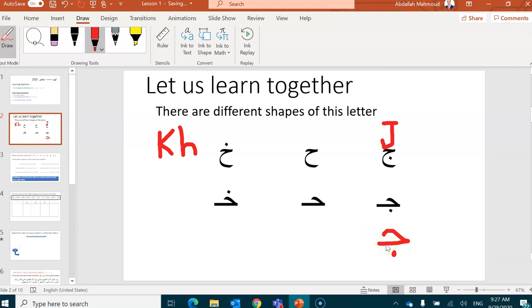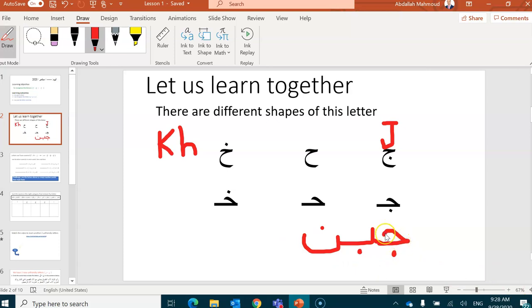Of course, these three are friendly letters. That means they do join. So let's say I'm joining it to ba, ja, ba. Maybe I'll end the word with na, jubn, which means cheese. I just wrote the word cheese. Ja, ba, na, jubn. Jubn means cheese.